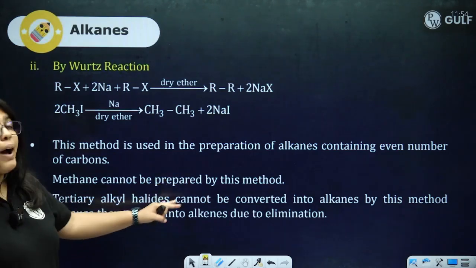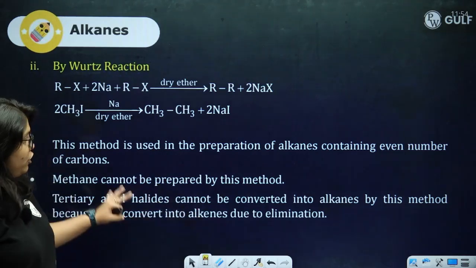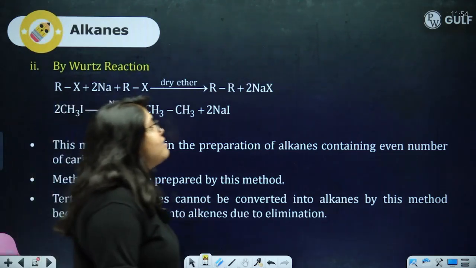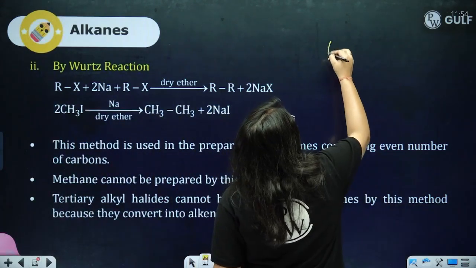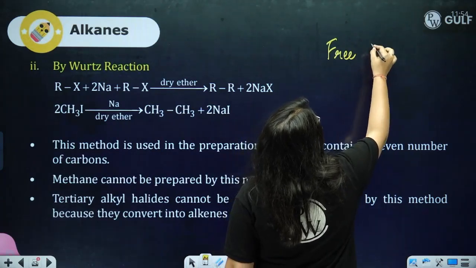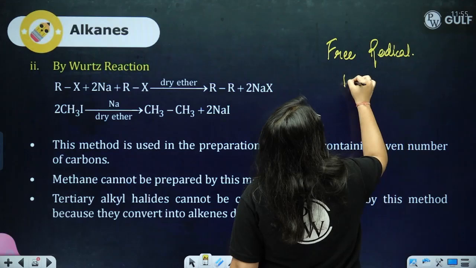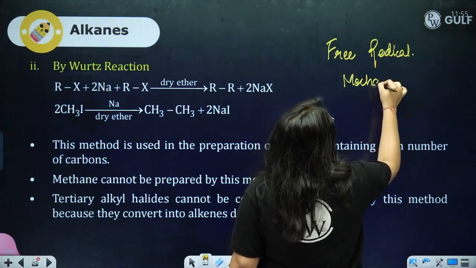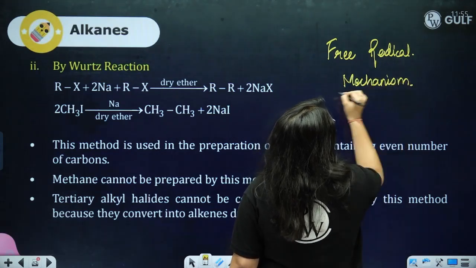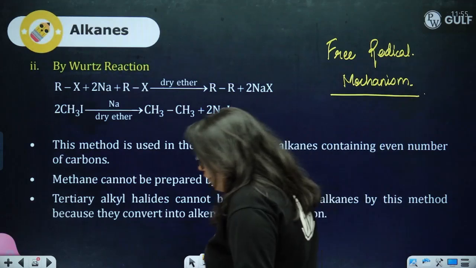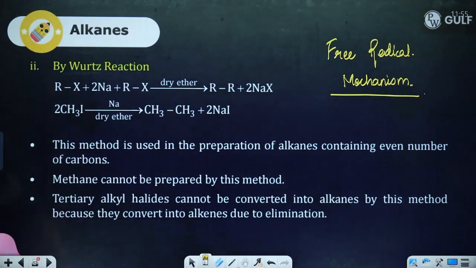because they convert into alkenes due to elimination. For you to understand this, you need to understand that Wood's reaction follows a free radical mechanism. That is, a free radical is formed. Okay, and how does that take place?